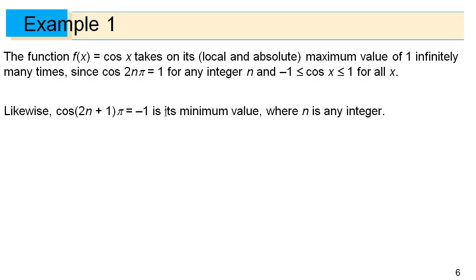Another example of something that takes on local mins and maxes that are, in this case, also happen to be absolute mins and maxes is our friend cosine, right? And then of course sine is going to be the same way. Those two functions oscillate back and forth, having maximum values of 1 and -1 infinitely many times, so it's going to have basically an infinite number of both local and absolute maxes and mins.